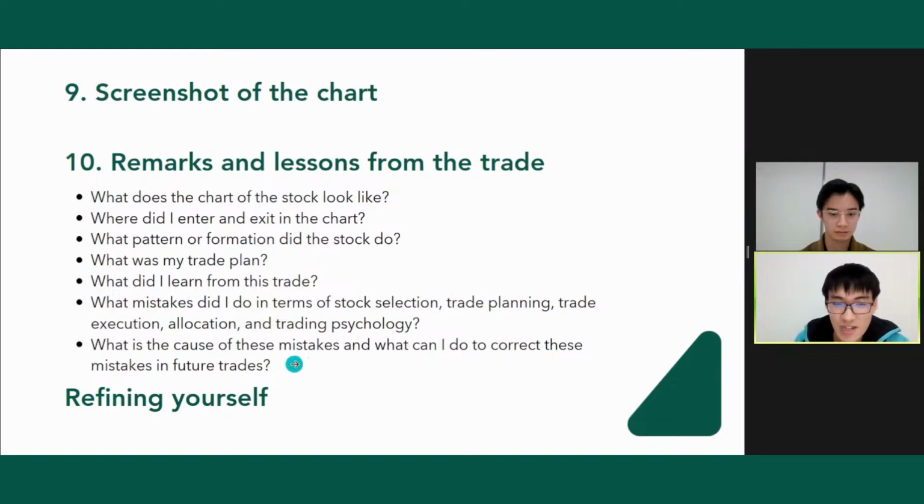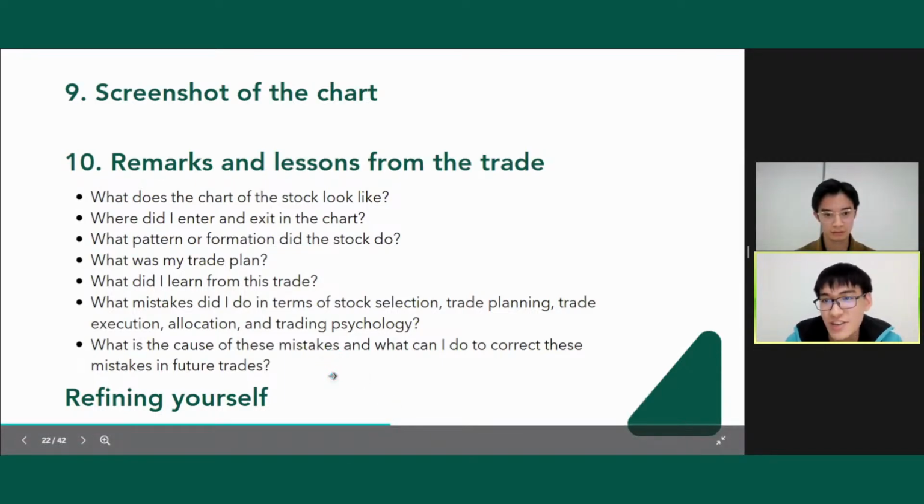Then next is, what's the cause of the mistake and what can I do to correct these mistakes in future trades? So for example, breakout trade, pero hinabol mo yung price, di ba? So you want to buy at 1 peso, pero you bought at 1.10. So what's the mistake? Maybe you did not set your conditional order, your auto orders, di ba? Because if you set your conditional buy and breakout order, then you don't have to chase the price, di ba? So you already identified the mistake.